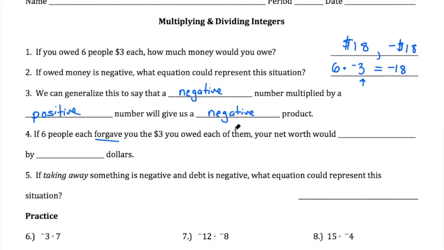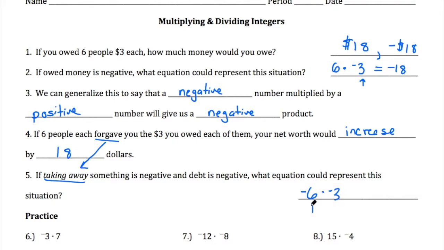They forgave a debt. That means they kind of forgot it. So your net worth would increase. You kind of owed this $18, so now how much are you going to increase your net worth by? Well, $18, of course. Okay, so the forgiving is kind of like taking something away. And if taking something away is negative and the debt is negative, what equation could represent this situation?